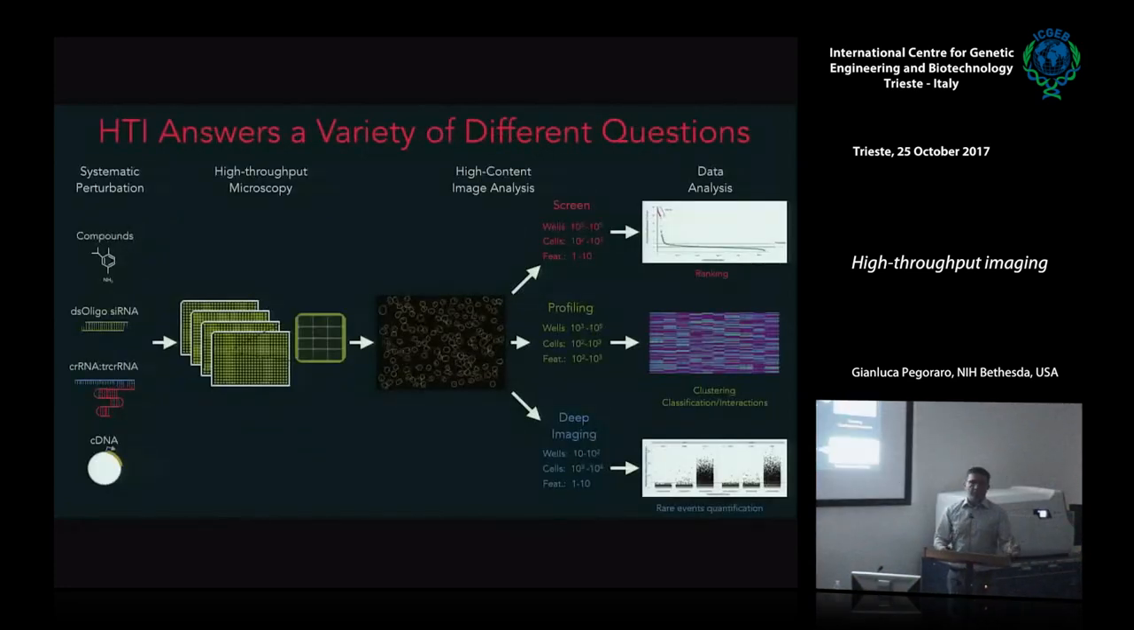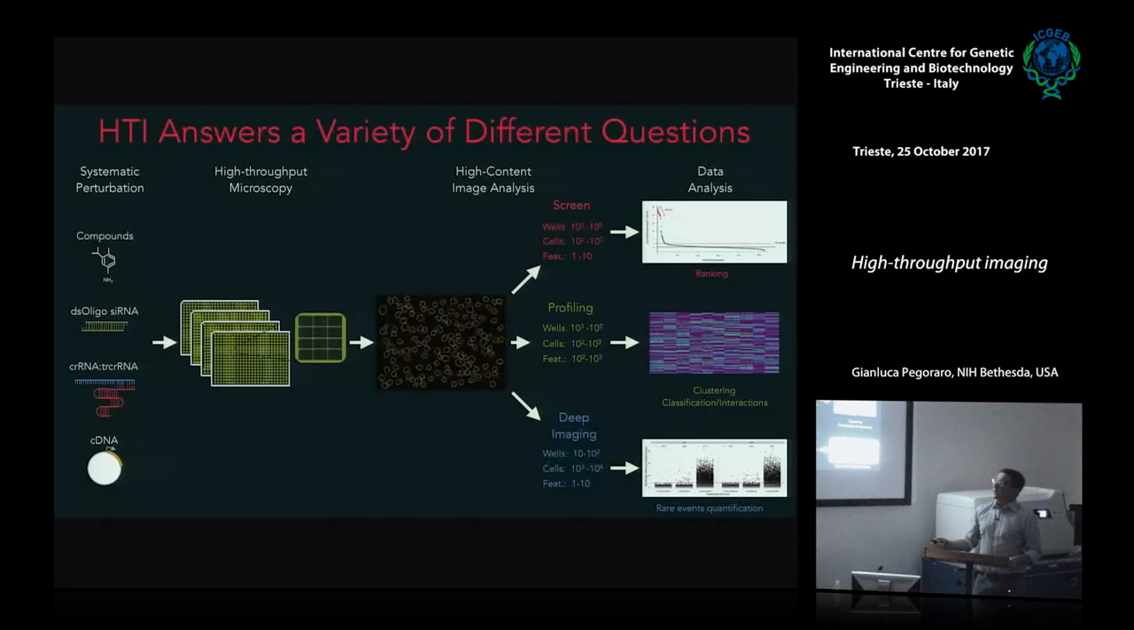So, as I already mentioned, HTI is extremely powerful and extremely flexible. The same technique can be used in a few different ways. If we take again the typical HTI workflow, starting from a systematic perturbation, high-throughput microscopy, high-content image analysis, and then data analysis, we can use it in a few different ways. In terms of systematic perturbations, HTI can be used to screen libraries, or large collections of compounds. And this was actually one of the first uses of the technique in the pharmaceutical industry, now more than 10 years ago.